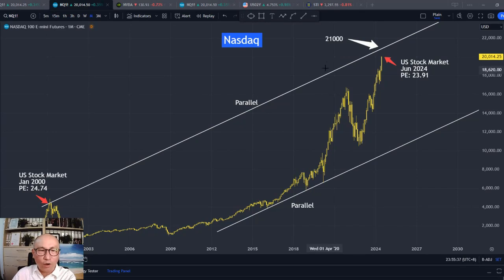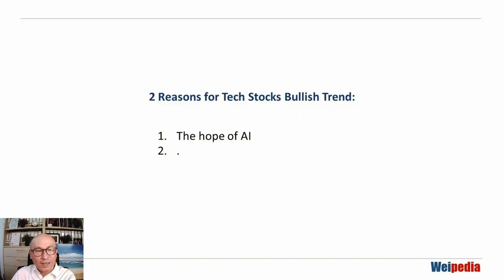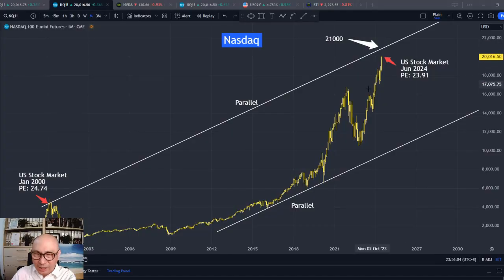There are two reasons for Nasdaq to maintain this bullish trend. Number one is the hope of AI and the birth of ChatGPT at the end of 2022, which for the first time gave investors tangible ideas about the potential of investing in AI stock. And number two is the hope of inflation easing to 2%. As long as these two reasons are in play, I believe the Nasdaq trading strategy is to continue buying into dips until this target level.